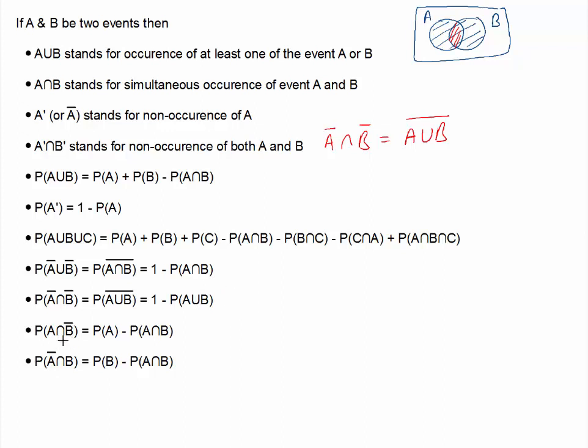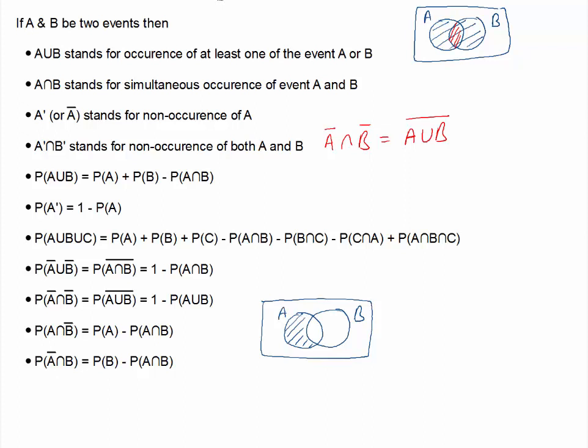Next is probability of A intersection B complement. So let's see this using a Venn diagram. Let's say this circle denotes event A and this denotes event B. If we want A intersection B complement, that would be this region. So it is obvious that we subtract the intersection part from A to get P of A intersection B bar, which is this. And similarly, we can understand this formula as well.